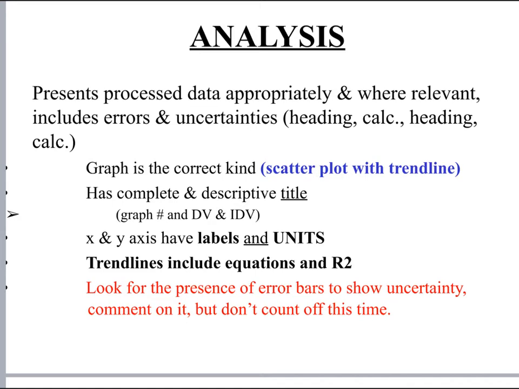So the graph should have a descriptive title, labels, and units. A lot of this stuff is communication, but if you can't tell what is graphed, that's a big problem for analysis. And since the slope is the answer, not having an equation this time would be a really big deal for analysis. Ideally, you can tell that they thought about error bars.